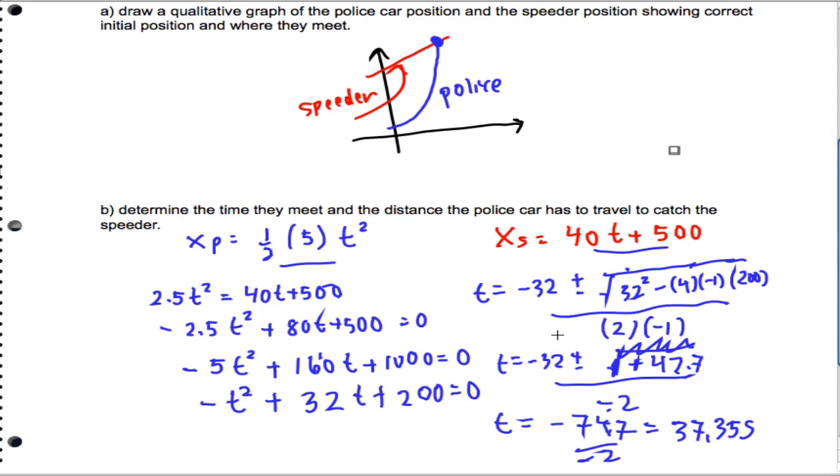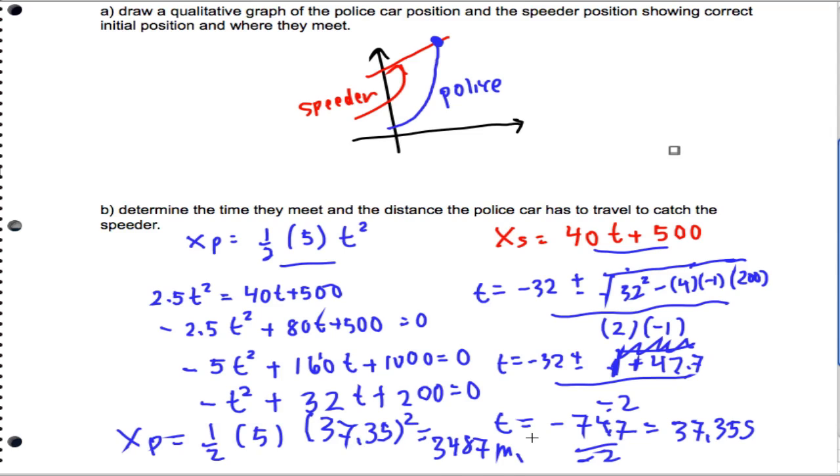And then I can go ahead and get the position from that. So the position that they meet is going to be 1/2 times 5 times 37.35 squared. And they actually meet up at about 3.5 kilometers is what I'm getting. So about 3,487 meters away. So that's how we do that one.